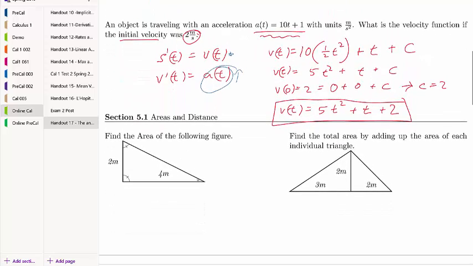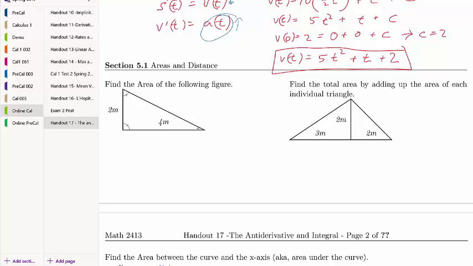Now we move on to 5.1. And 5.1 is going to set us up to look at integrals. We're going to look at some examples that you should be very acquainted with. I just want to get you warmed up to thinking about area for just a second.